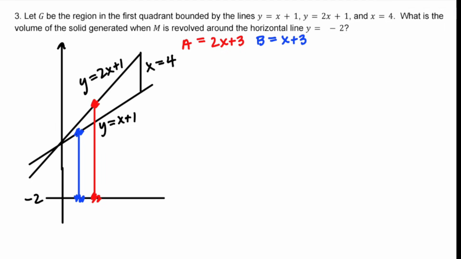And if I've got those, got the radii, I'm ready to write the volume integral. So volume is going to be pi times the integral from x equals 0 to x equals 4, since these radii are going to be moving along the x-axis. A squared would be 2x plus 3 squared. Minus b squared.